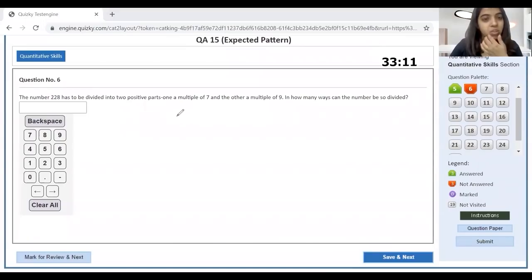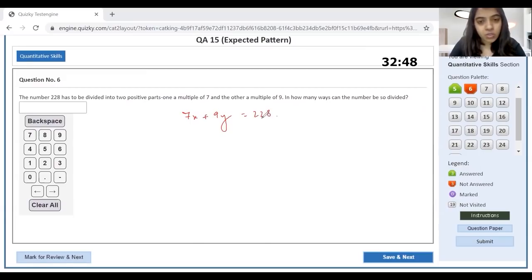228 has to be divided into two positive parts, one a multiple of 7, another a multiple of 9. Again, it's the same thing. How many ways can the number be divided? So we have 7x plus 9y is equal to 228. Special equations again.